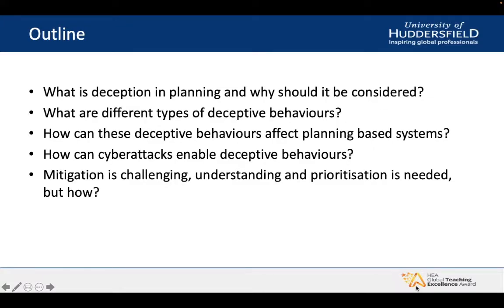So first of all, just to set the scene, I'll provide the outline of what's to come, and I position this in the form of 5 questions. The first one is, what is deception in planning and why should it be considered? Then we look at what the different types of deceptive behaviours are, how these deceptive behaviours can affect planning-based systems, and how cyberattacks can enable deceptive behaviours. Mitigation is obviously challenging, understanding and prioritization is needed, but how can we do this?